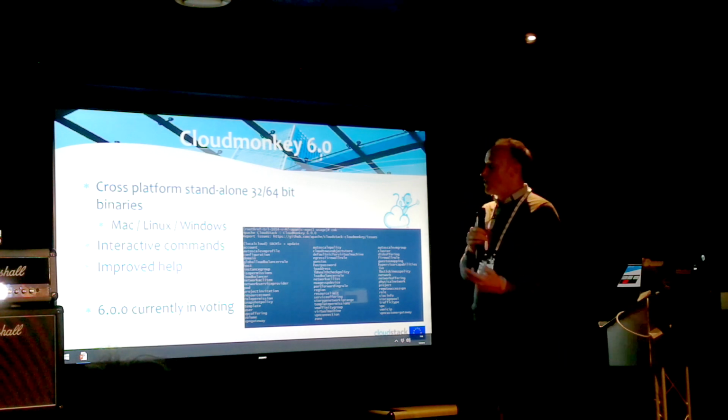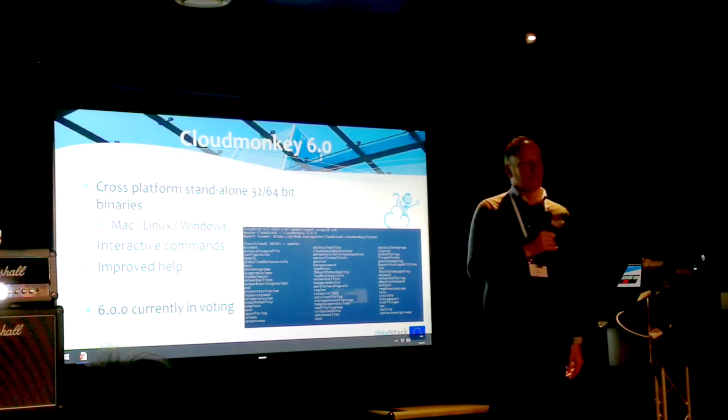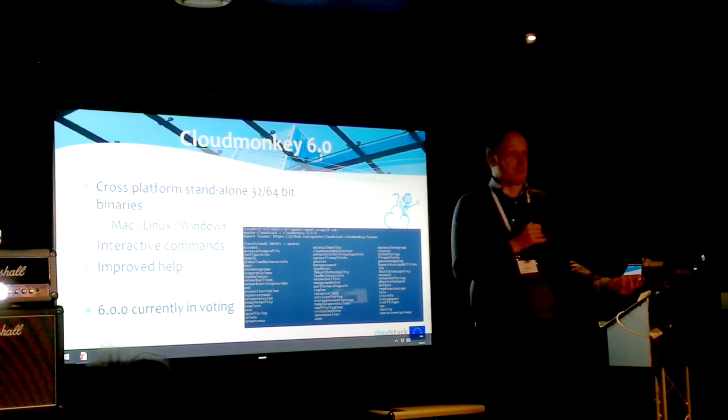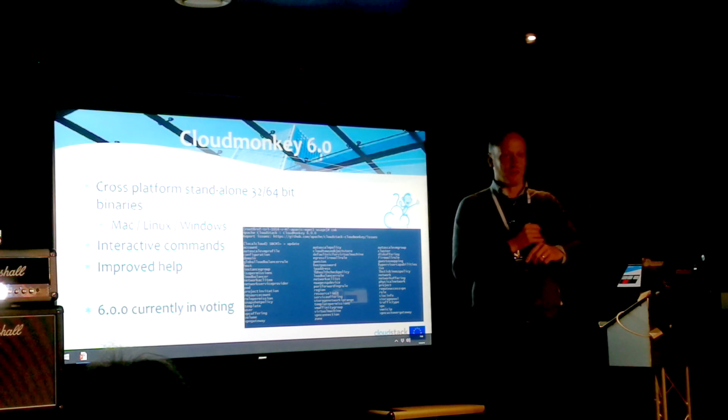And something I think is actually quite important is finally we've got cross-platform support, so you can run it on Mac, you can run it on Windows. And actually we have a surprising number of organisations who are running CloudStack, but then their desktop environment is Windows.